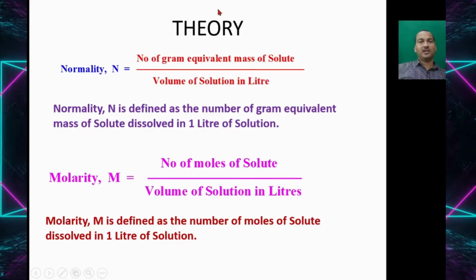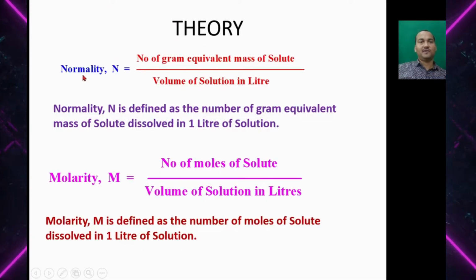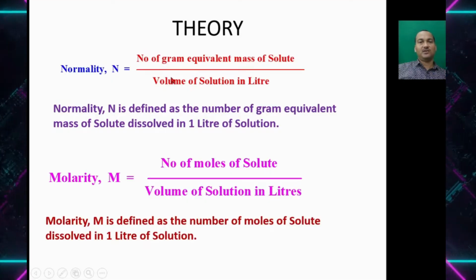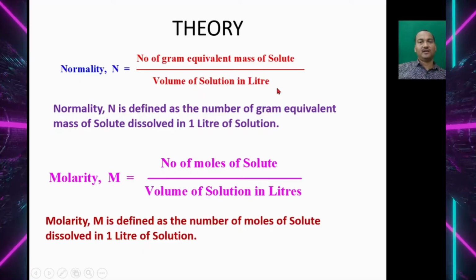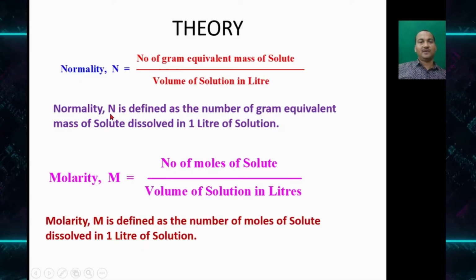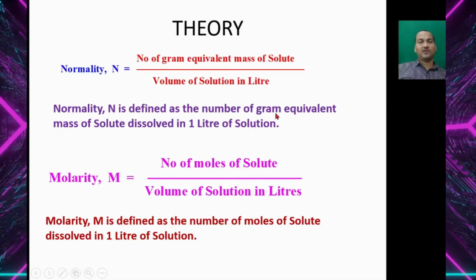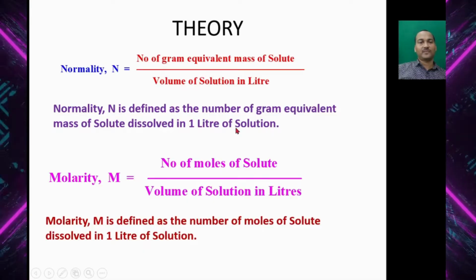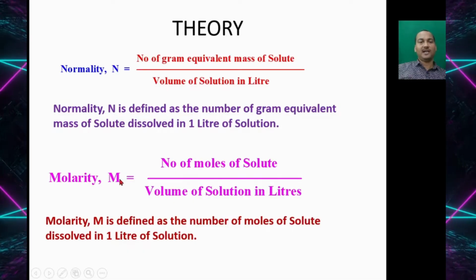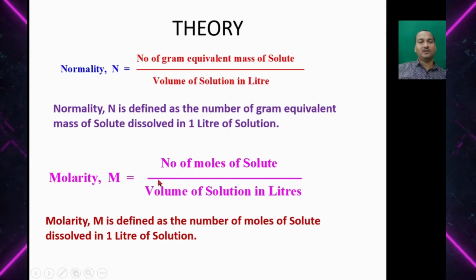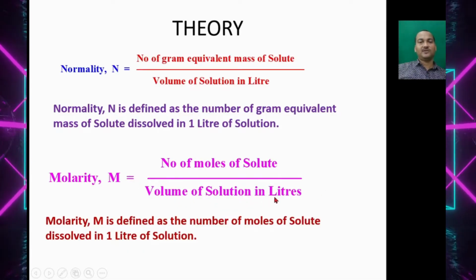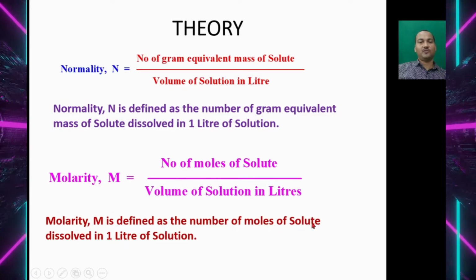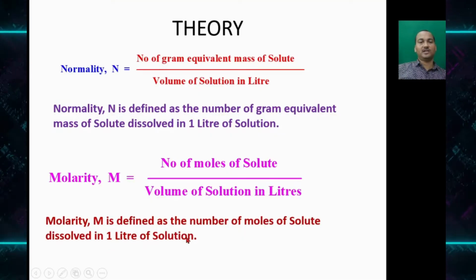So this is the theory behind this experiment. Normality, that is N, is the number of gram equivalent mass of solute divided by volume of solution in liter. So usually the normality, capital N, is defined as the number of gram equivalent mass of solute dissolved in 1 liter of solution. Similarly, molarity, capital M, is the number of moles of solute divided by volume of solution in liters. So molarity, capital M, is defined as the number of moles of solute dissolved per 1 liter of solution.